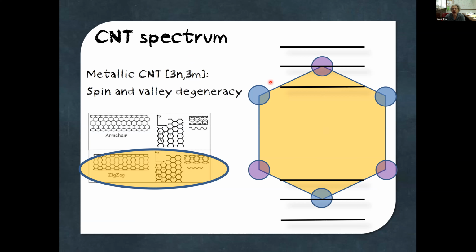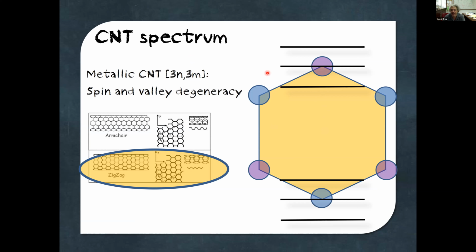So we know that when we have the carbon nanotube, we look at the spectrum of the graphene, and in the zigzag case we have to draw diagonal lines that describe the quantization of the momentum along the circumference of the carbon nanotube. This is what we get if we do that.